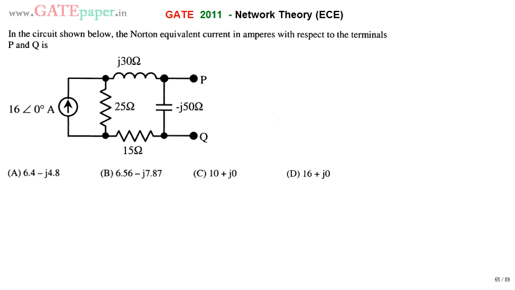Hello, we are discussing the GATE 2011 ECE paper. For the circuit shown, find the Norton equivalent current in amperes with respect to terminals P and Q.